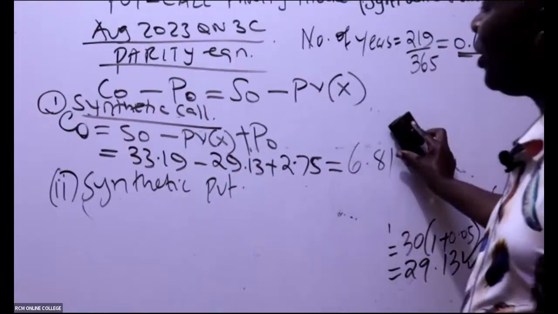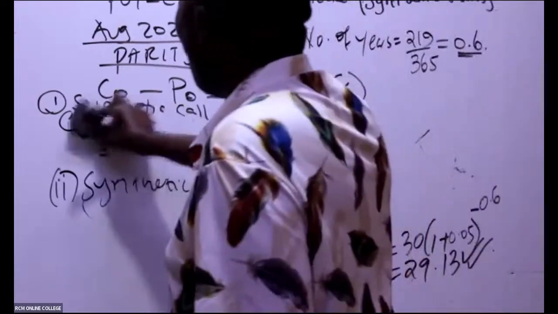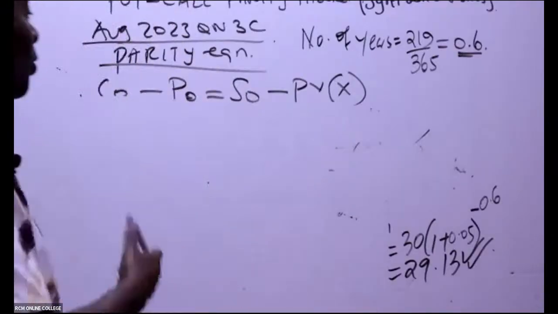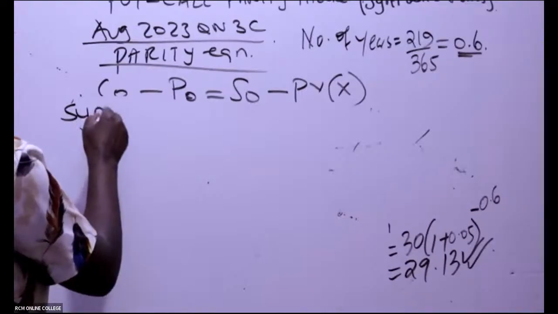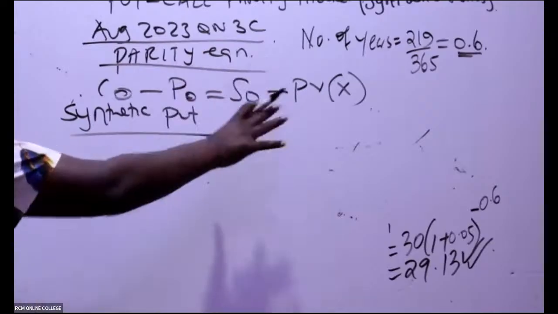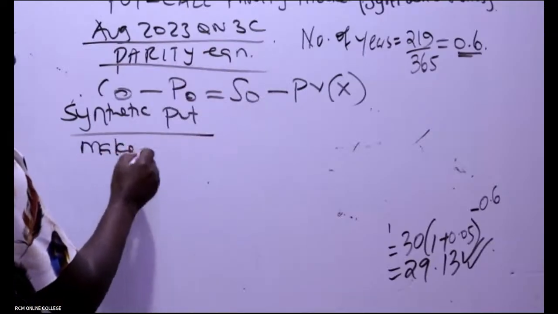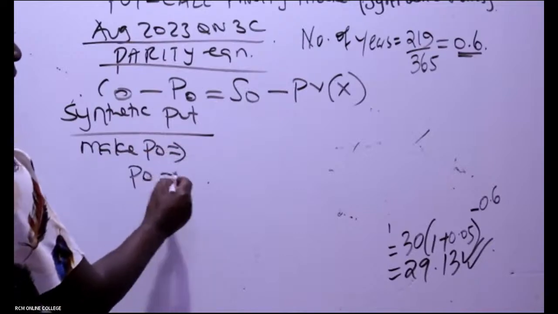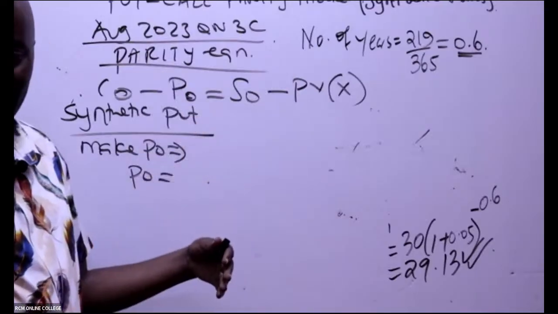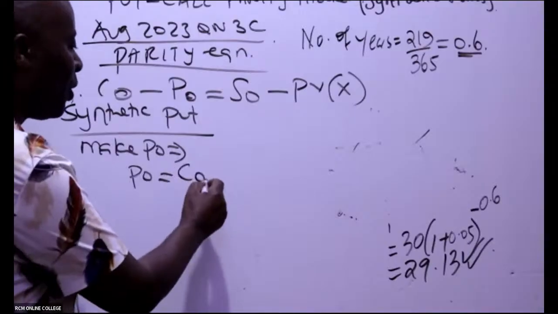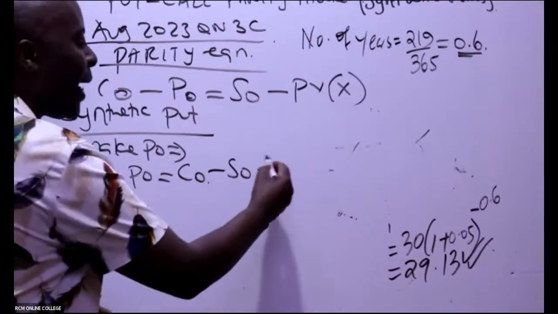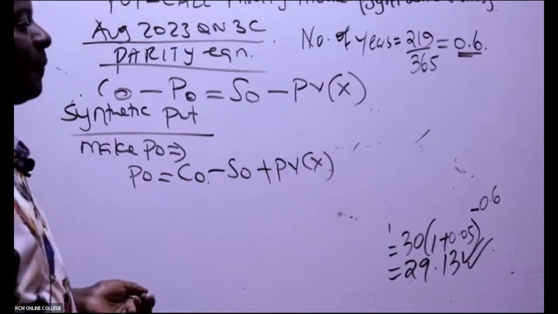So if I make PO the subject of the formula, then what do they really want me to do here? All right, in this case, synthetic put. You must cram this, write it many times. So then what I will do, ladies and gentlemen, I will take this PO to the other side. When it crosses over, it becomes positive. And then I leave CO here. But now all the others must cross over, right? So minus SO plus PV of X, like that.